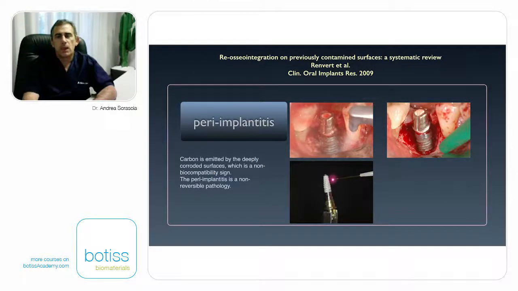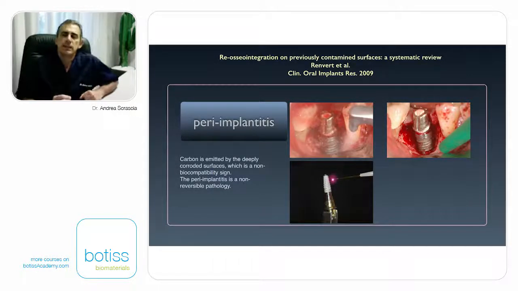But we do know that periimplantitis is an irreversible disease because from morphometric studies we know that once the implant surface is contaminated, it will show carbon dioxide. And this means it is corroded and no reosseointegration can take place, but eventually only ossification that can cause an improvement of clinical parameters.